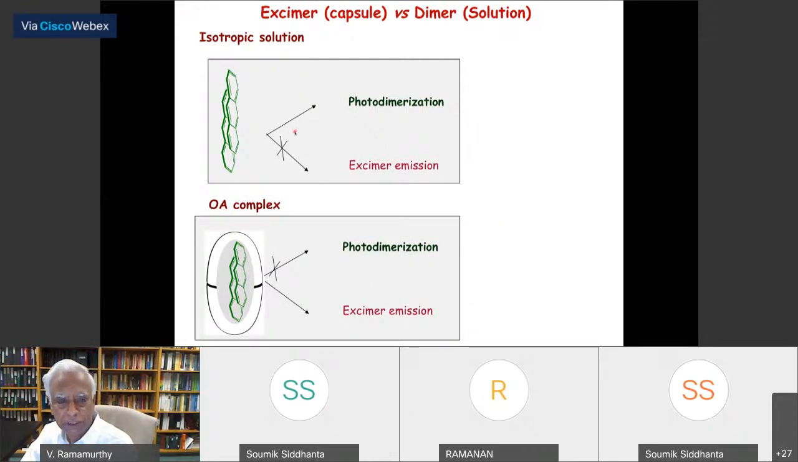So what happens is, in solution, as I already told you, when you excite two anthracenes, they dimerize. There are no excimers. And when you take two anthracenes inside the octaacid, it does not dimerize. There is no dimer. It shows excimers. So you can completely change the chemistry from one to the other by boxing up the molecule inside the capsule.